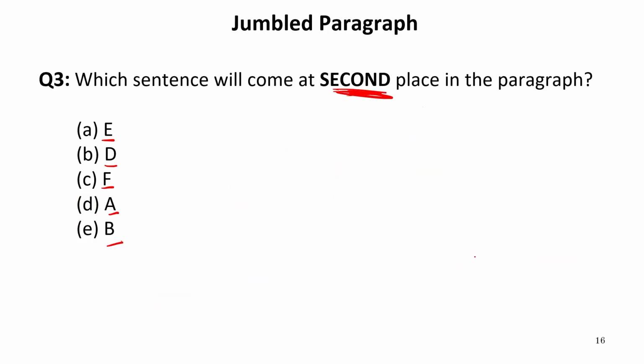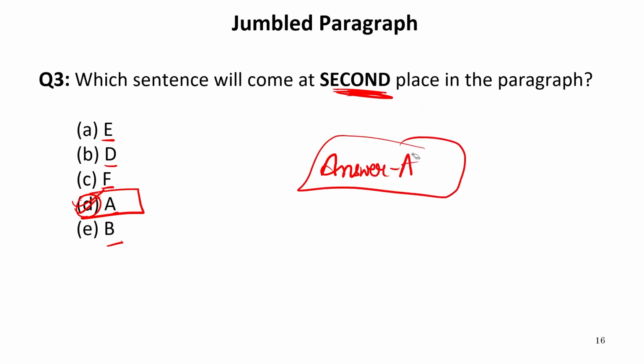Now let us see the questions again. So D will be the correct answer because our second sentence should be A, which is given on the D option. Our answer is D because our second sentence is A, which is given on the D option.